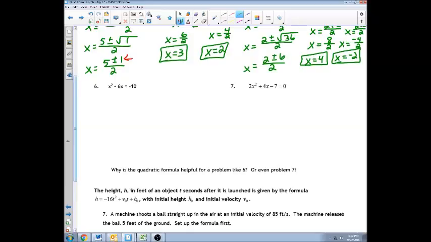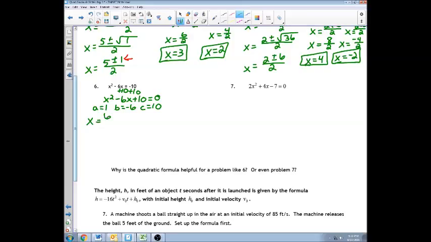The first thing I want to do with number 6 is make sure that it's equal to 0. In this case, it is not equal to 0, it's equal to negative 10. So in order to make it equal to 0, I'll add 10 to both sides. So it would be x squared minus 6x plus 10 is equal to 0. My a value is 1, my b value is negative 6, and my c value is 10. If you tried to factor this, there is nothing that would multiply to 10 and add to negative 6. So we have to use the quadratic formula. We do not have a choice.